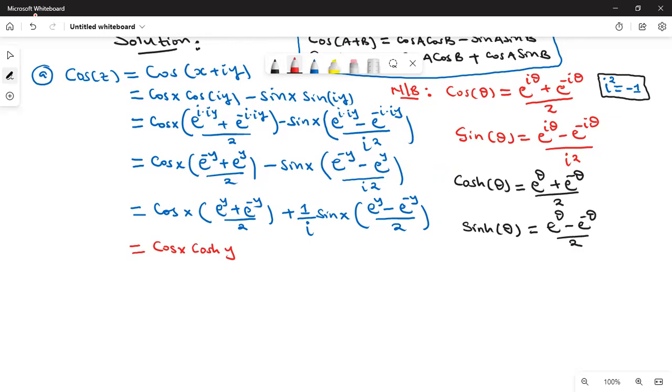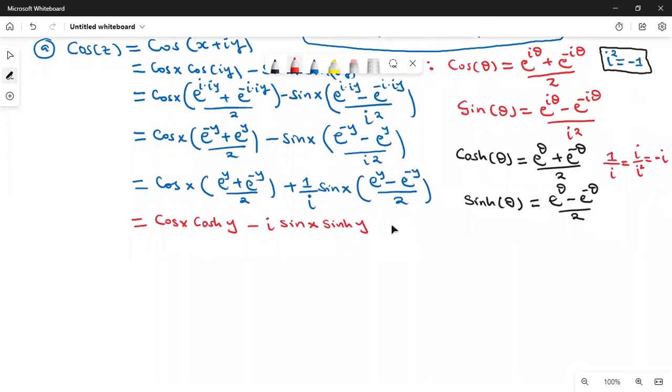Also take note that 1 over i is the same as i over i squared, which is i over -1, and that's negative i. So wherever we have 1 over i, we are going to replace that by negative i. Then here we have sine x. Then the other one is hyperbolic sine of y. So we have shown the identity in part A. Let us also prove the identity in part B, identity for sine z.